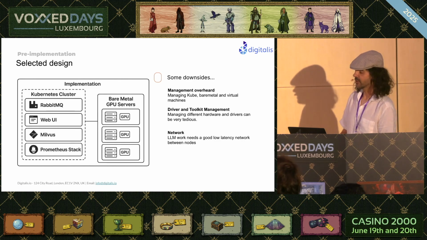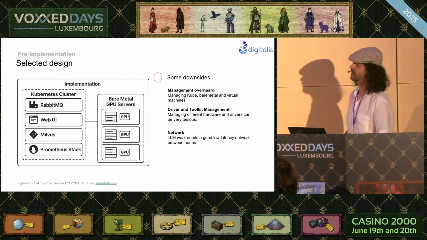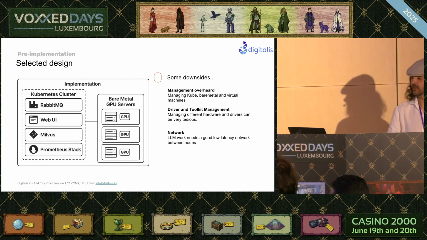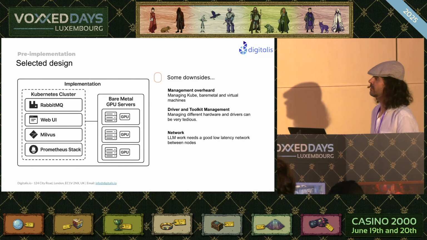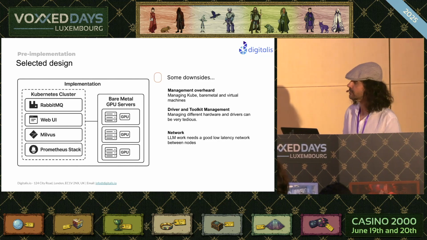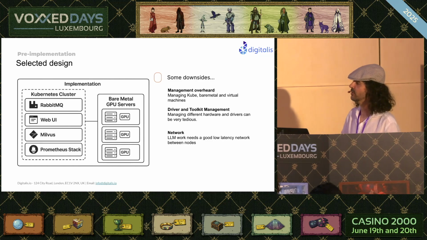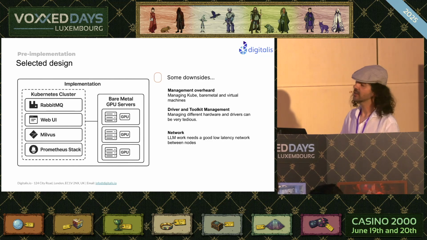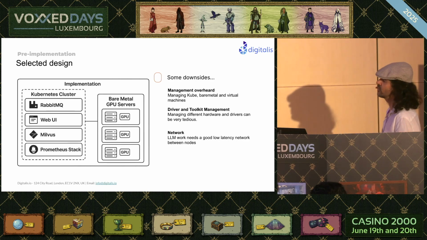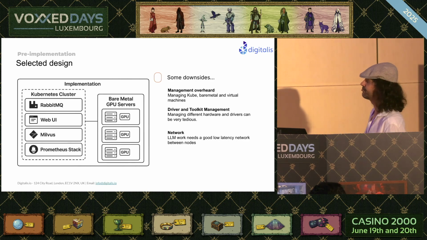Okay, we've got something already. We've done the partial design of our model. So we have the queues, our web UI, and Milvus for the data we're going to be training the RAG with. And in bare metal, we have our GPU servers, a cluster of GPU servers. They're going to be driven by the RabbitMQ consumers.